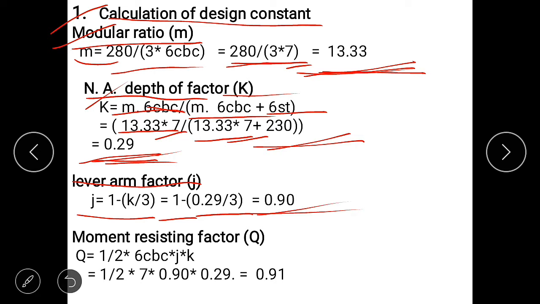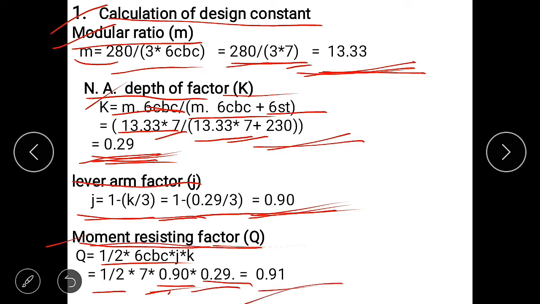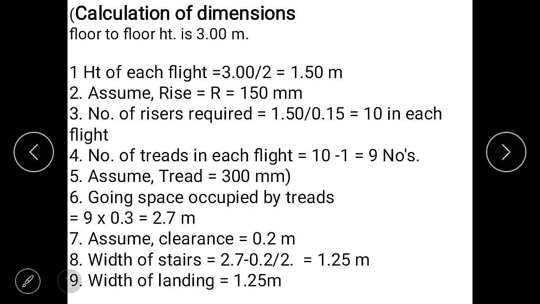Now the fourth design constant is the moment resisting factor Q. So Q is equal to 1 by 2 into sigma CBC into J into K. So 1 by 2 into sigma CBC, which is 7, J from the third constant is 0.90, and K is 0.29. So the moment resisting factor is 0.91. Okay, so now the calculation of dimensions.